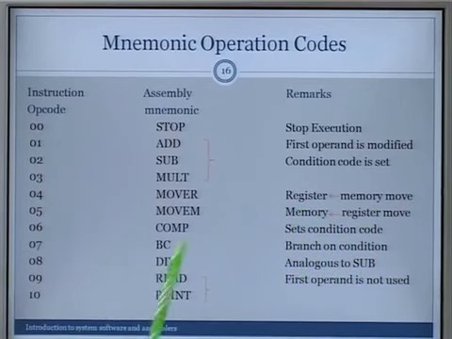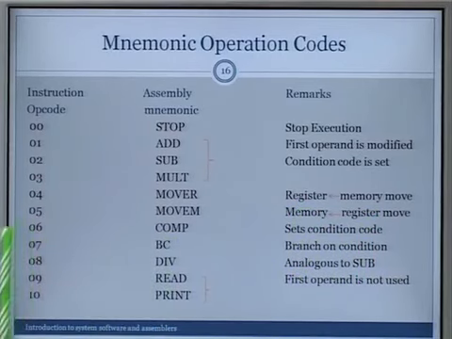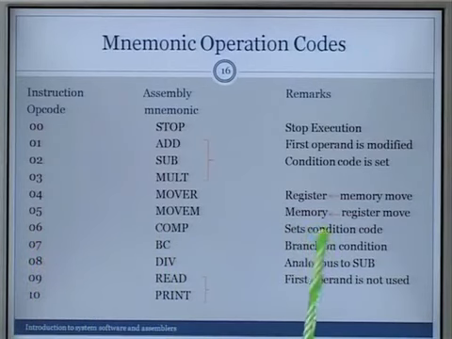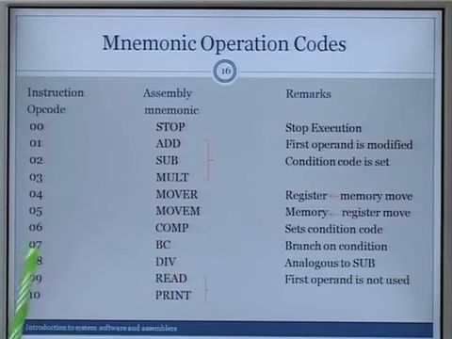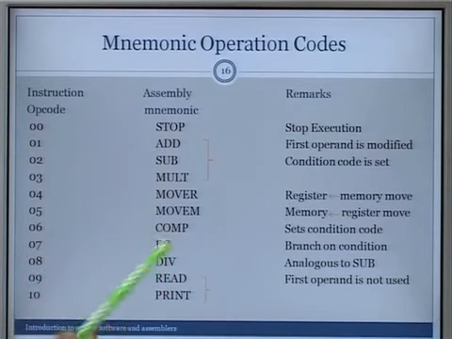Now COMP has the instruction code 06, and it basically sets a condition code. Now BC is branch on condition, because we need to have conditional branching and unconditional branching statements in our assembly language programs. So we have this instruction BC, which is given the opcode 07. Then we have read and print having opcodes 09 and 10.